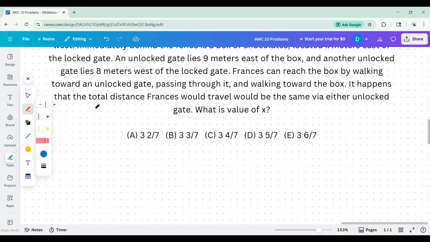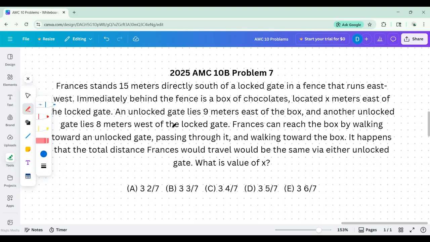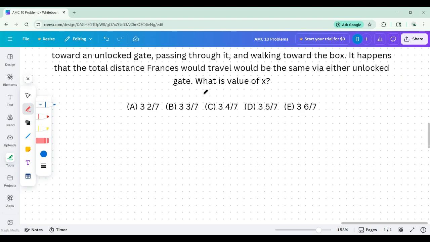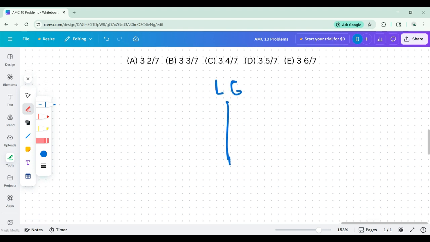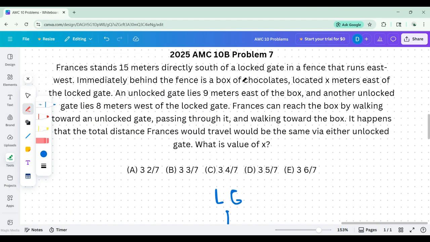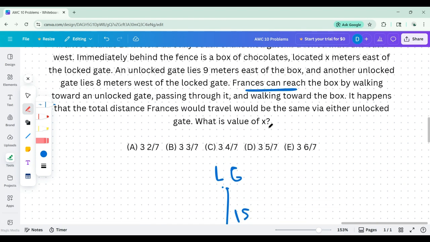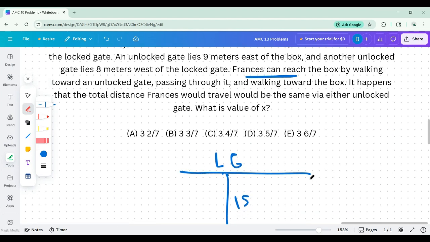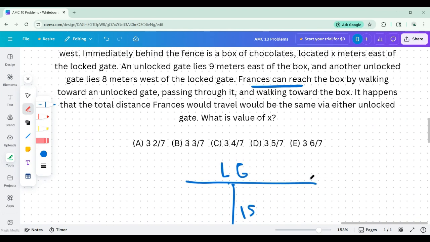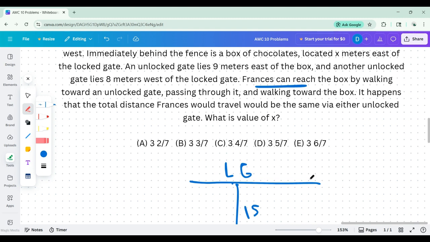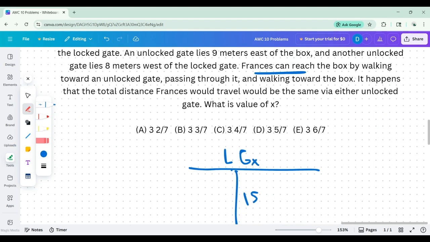This is a geometry problem again, and we just have to draw a diagram. So Francis stands 15 meters directly south of a locked gate. So we have a locked gate right here. Francis stands right here, 15 meters south. It also says immediately behind the fence is a box of chocolates. So behind this fence that runs east to west, there's a box of chocolates, and it is located x meters east of the locked gate. So let's just set this as x. The box of chocolates is right here.